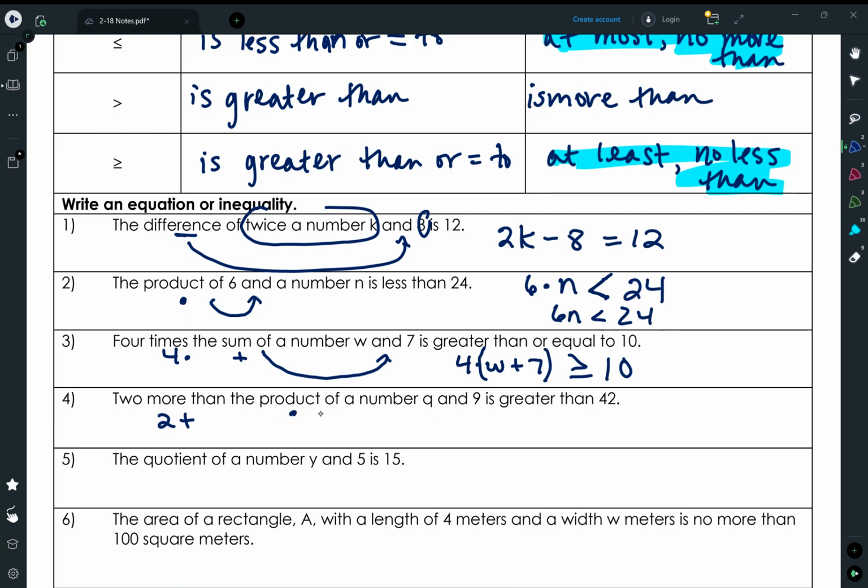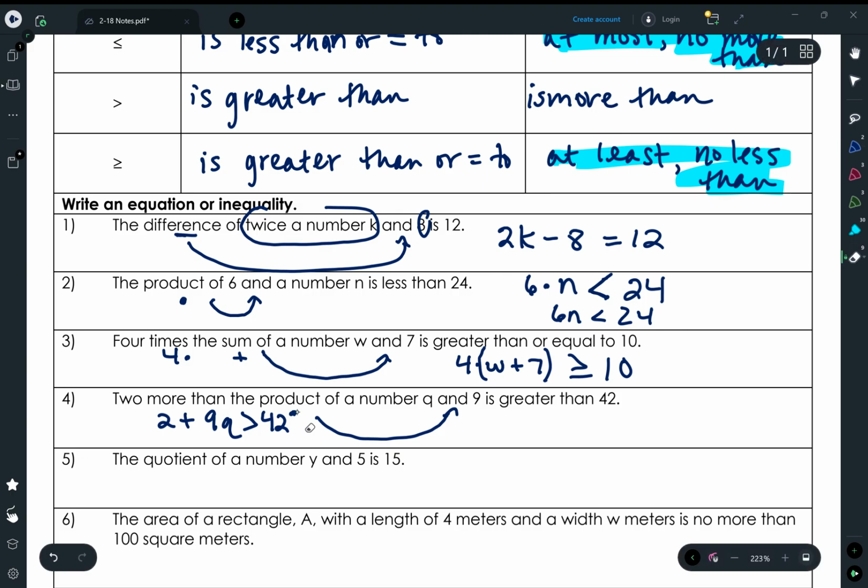And the times sign of means it's coming. The times sign is going to go where "and" is. So product of a number q and 9. So 2 plus q times 9, and really that's nicer as 9q. We can reverse the order of addition. Is greater than, so here's my greater than symbol, and then 42. I'm going to go ahead and erase this dot now because it's in the way of my answer and it makes it look kind of goofy.